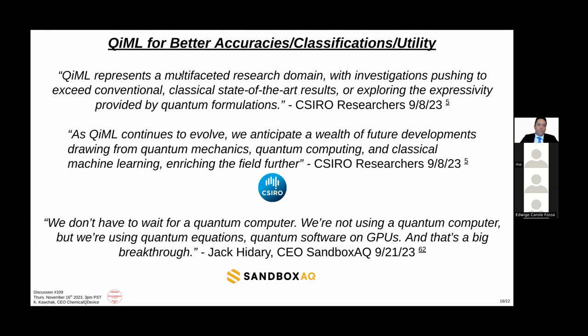QiML represents a multifaceted research domain, with investigations pushing to exceed conventional classical state-of-the-art results or exploring the expressivity provided by quantum formulations. So that's more like classifications, better accuracies type of stuff. The second quote is: as QiML continues to evolve, we anticipate a wealth of future developments drawing from quantum mechanics, quantum computing, and classical machine learning, enriching the field further. And of course, this would be on classical hardware.